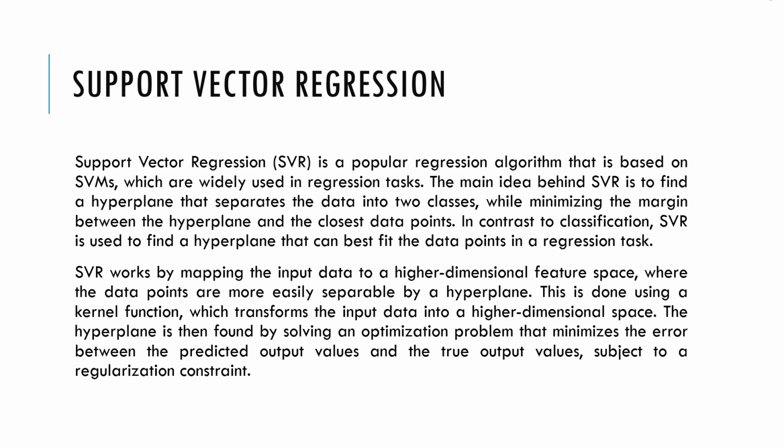Then, it finds the best hyperplane that fits the data by minimizing the error between the predicted and actual output values while considering a regularization constraint. In simple terms, SVR finds the best line or curve to fit the data points by separating them into two classes and adjusting the line or curve to minimize the error between the predicted and actual output values.